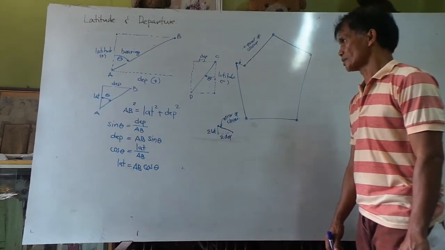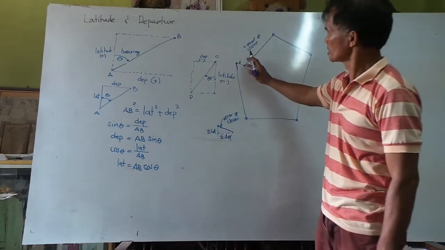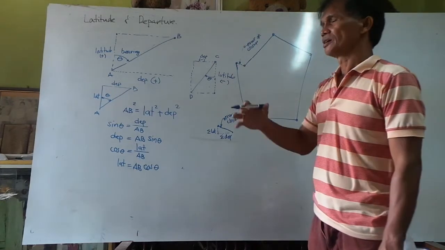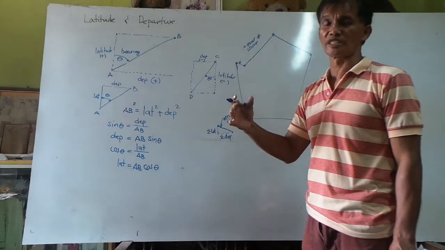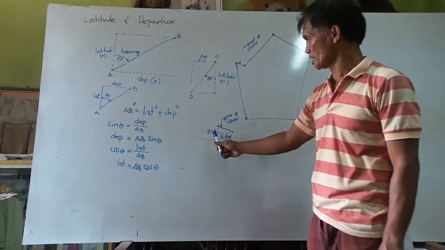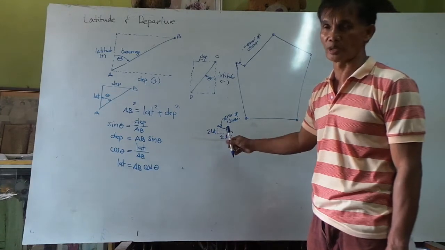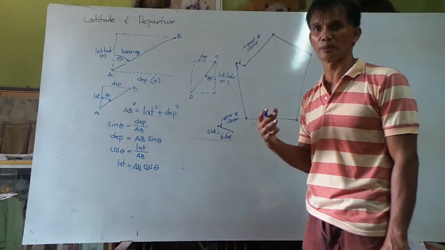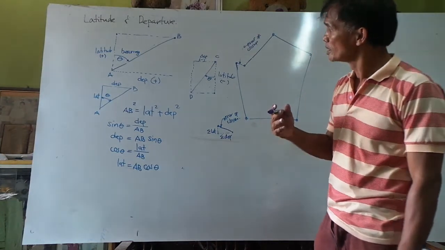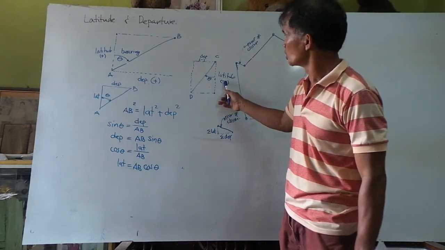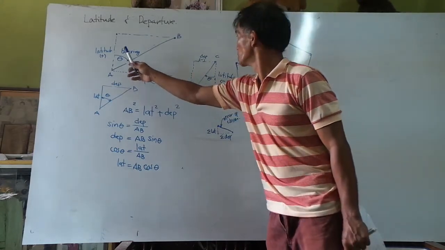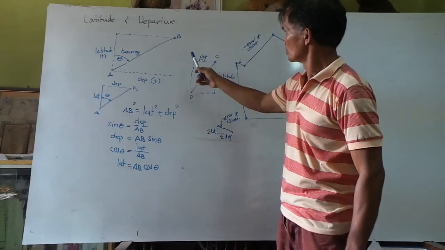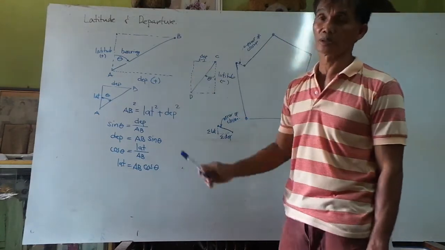Now, as I mentioned, if it is a closed traverse, there is no error. It closes. So for a closed traverse, the summation of latitude and the summation of departure must be zero. Maybe you will be asking yourself, why is it zero? Take note that there is a negative latitude and a positive latitude, so there is a possibility of zero. The same goes for positive departure and negative departure.